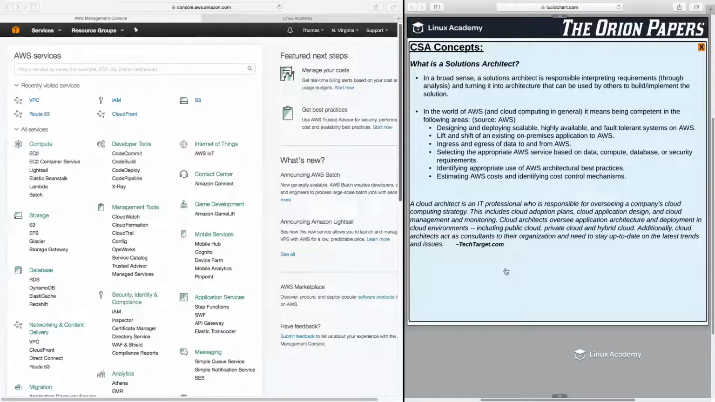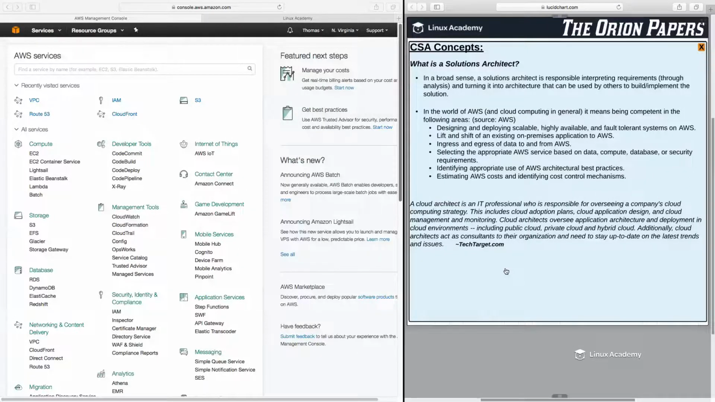So lastly, I want to finish up here by reading this quote by techtarget.com, which I thought really sums up exactly what a solutions architect does in the cloud space very well. And that is, a cloud architect is an IT professional who is responsible for overseeing a company's cloud computing strategy. This includes cloud adoption plans, cloud application design, and cloud management and monitoring. Cloud architects oversee application architecture and deployment in cloud environments, including the public cloud, private cloud, and hybrid cloud. And we're going to be talking about all those topics throughout this course.